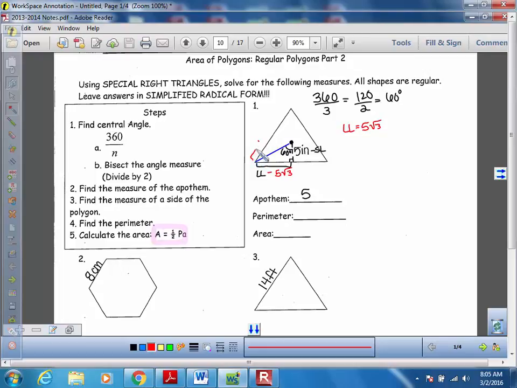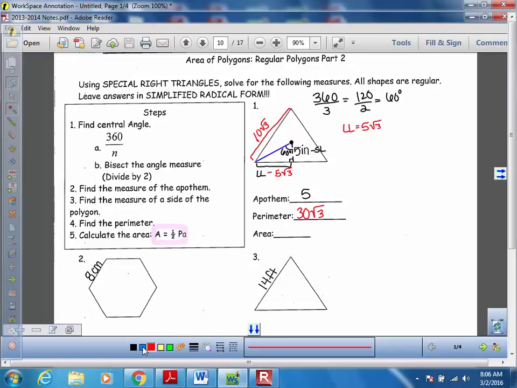So I actually need the length of this entire side. So if half is 5 square roots of 3, that means the whole is going to be 10 square roots of 3. So for the perimeter, we do 10 square roots of 3 plus 10 square roots of 3 plus 10 square roots of 3. You basically add the number in front. So it would be 10 plus 10 plus 10, which gives me 30. And we leave square roots of 3 there.